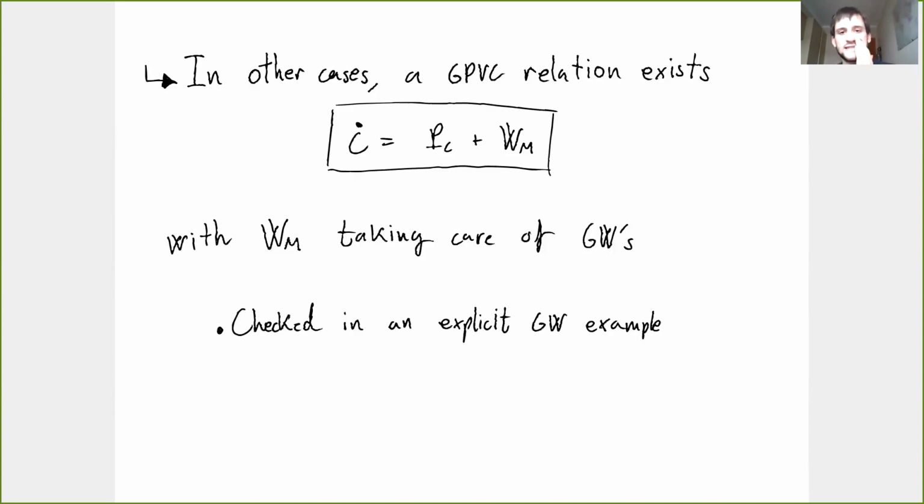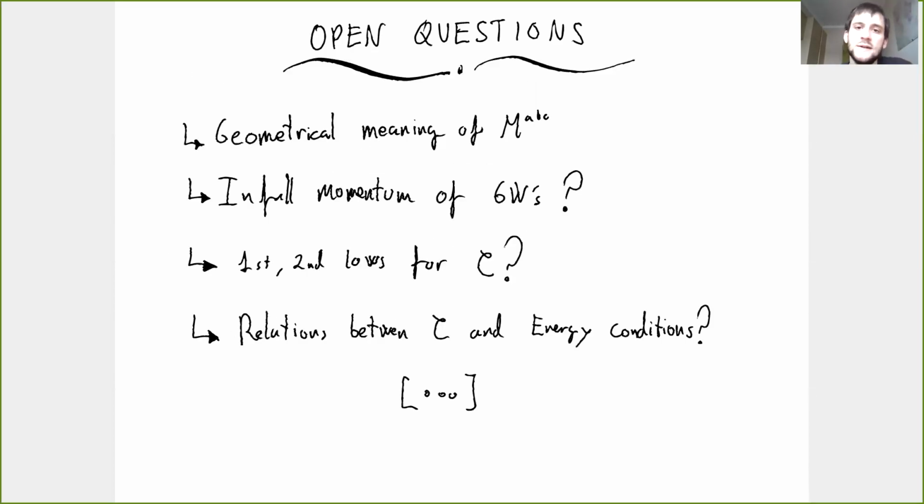We also generalized it to more complicated spacetimes which have gravitational waves, where we have an extra term which could be interpreted as taking care of gravitational waves via some sort of infall momentum for gravitational waves, and we were able to check it in an explicit example, showing that it works.